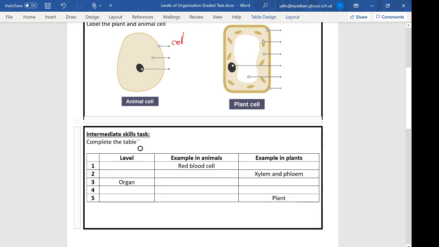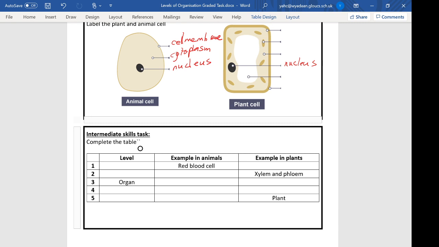So the first thing you should have gotten over here is the cell membrane. In the middle is the cytoplasm, and then that spot is the nucleus. And if you notice, the plant cell also has that same spot. Just off to the side, we have the nucleus here.